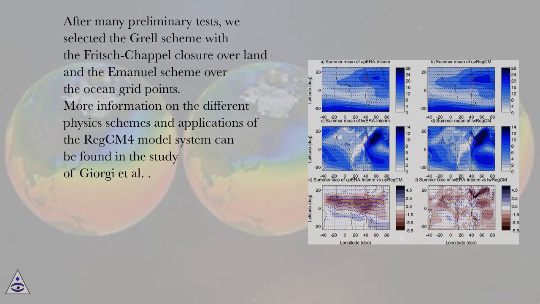After many preliminary tests, we selected the Grell scheme with a Fritsch-Chappell closure over land and the Emanuel scheme over the ocean grid points. More information on the different physics schemes and applications of the RegCM4 model system can be found in the study of Giorgi et al.